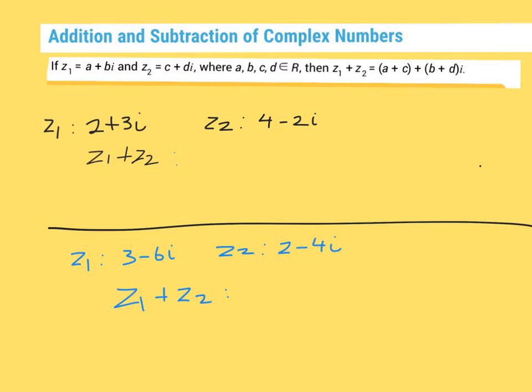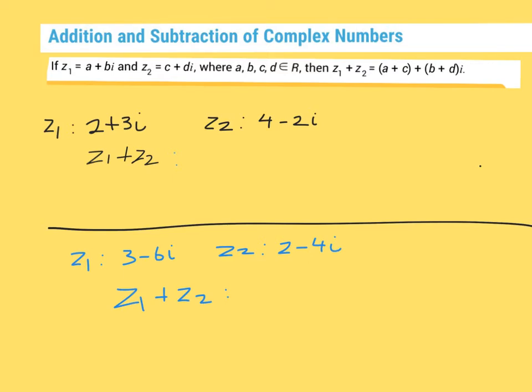Okay, so just a quick review then of the addition and subtraction of complex numbers. So when you have a complex number z1, which is equal to a plus bi, and z2, which is equal to c plus di, then all you do is you add the real parts, and then you also add the imaginary parts. Okay, so let's have a look at doing that here.